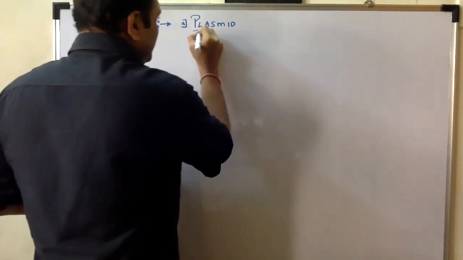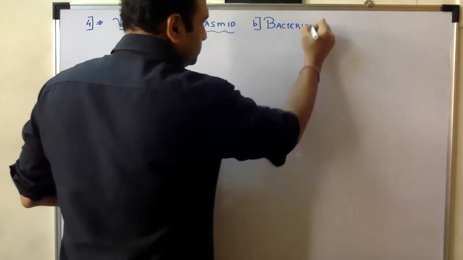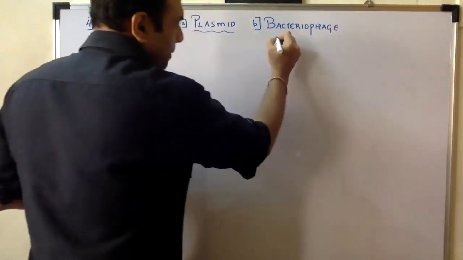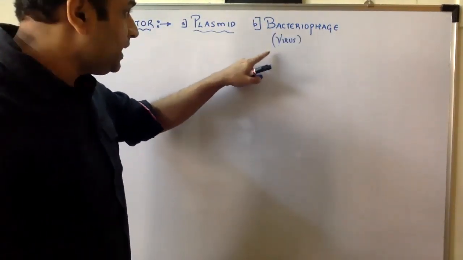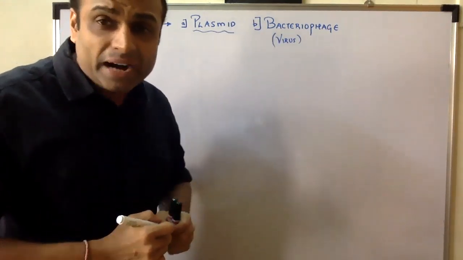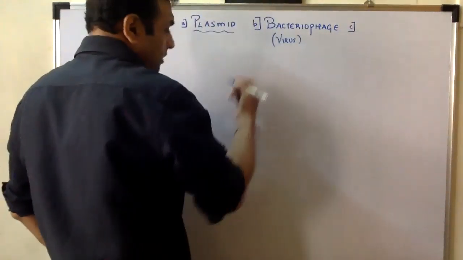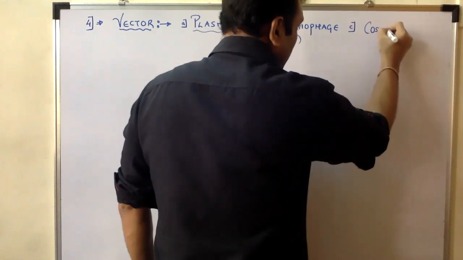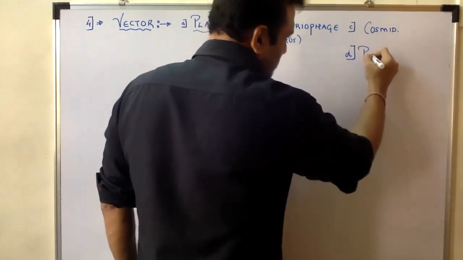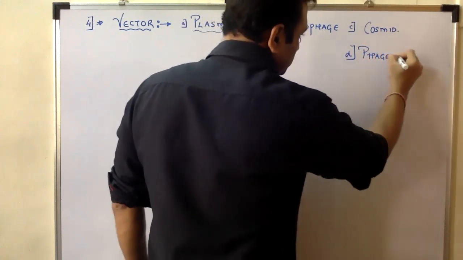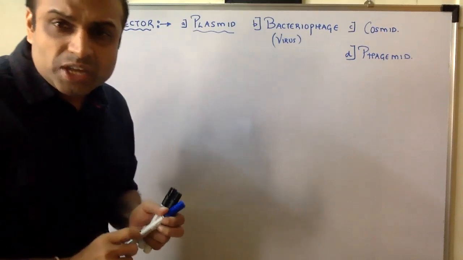The second vector is said to be bacteriophage, which happens to be a virus. But remember, this virus is going to only infect bacteria, therefore we use the word bacteriophage. My third vector is a hybrid vector which is called cosmid. I will explain that, don't worry. And my fourth vector is called phasmid. So these are the four vectors which are normally used in genetic engineering.